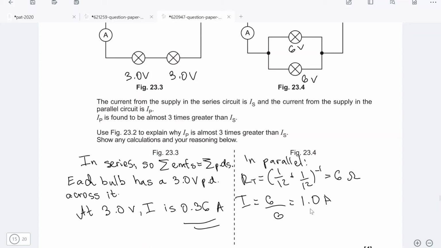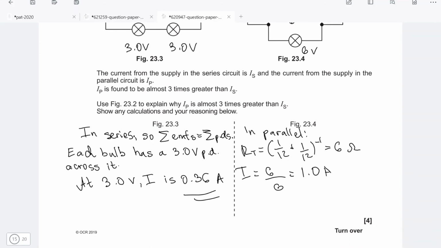Well, hang on a minute, we've actually done our job here, because 3 times IS will be equal to 3 times 0.36, which is 1.08 amps, which is approximately equal to I parallel, which is 1.0 amps.